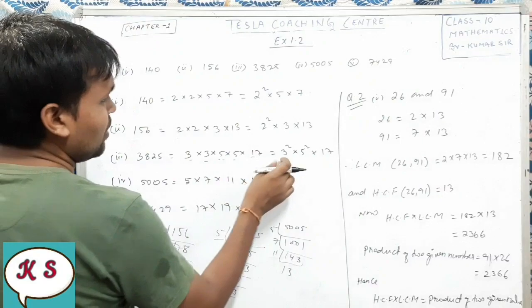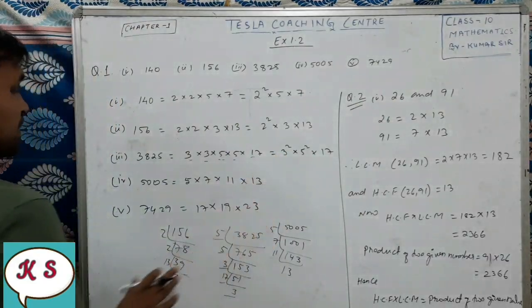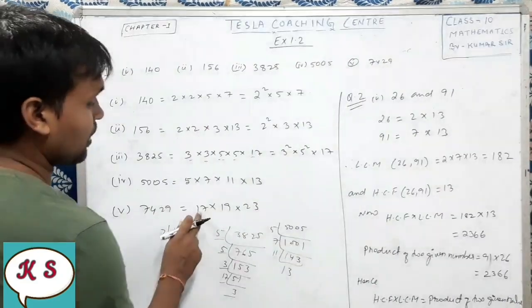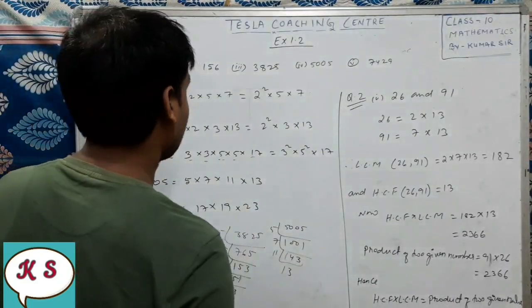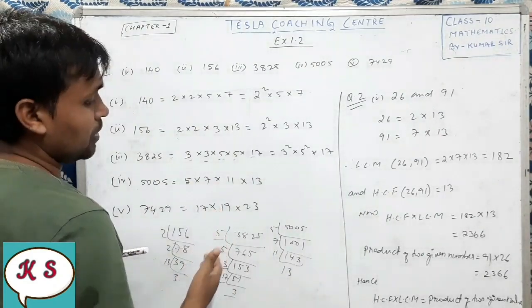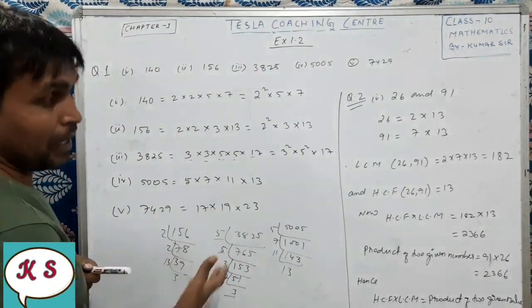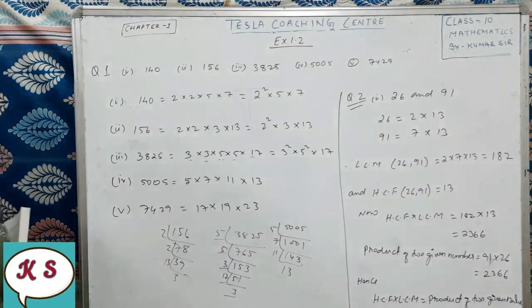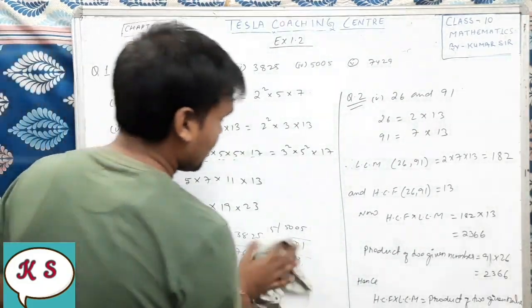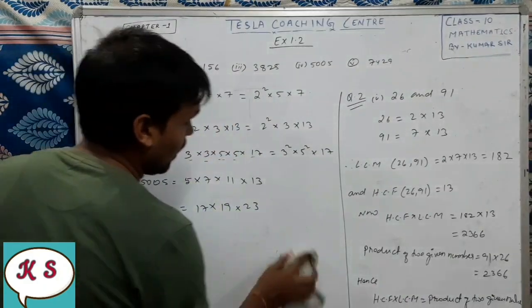Here there is no repetition, so there is no need to write powers, and we will keep it as it is. Similarly here also, if you take the LCM, it will come 17 into 19 into 23. So I think you have understood question number 1, expressing the numbers as the product of prime factors. Now we are going to question number 2, which is also very easy.